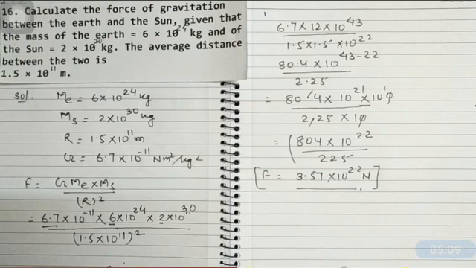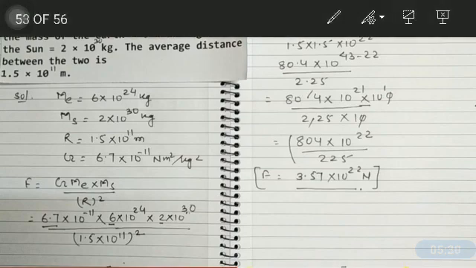Next question is, calculate the force of gravitation between the earth and the sun given that the mass of the earth is 6 into 10 raised to the power 24 kilograms and of the sun is 2 into 10 raised to the power 30 kilograms. The average distance between the sun and earth is given 1.5 into 10 raised to the power 11 meters. So here in this numerical, mass of earth is given, mass of sun is given, and r stands for the distance between the two. Plus we know the value of gravitational constant, it is 6.7 multiplied by 10 raised to the power minus 11 Newton meter square per kg square.